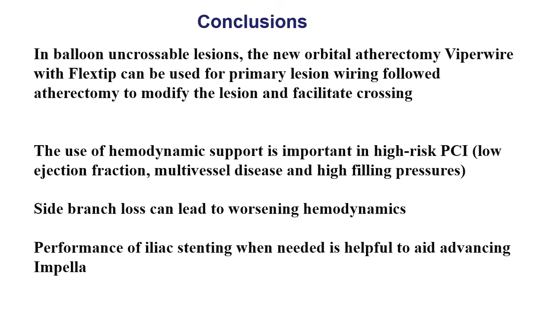Number two, using hemodynamic support is important in high-risk PCI, especially in patients with low EF, multivessel disease, and high filling pressures. Side branch loss can lead to worsening hemodynamics, and this has to be promptly identified so it can be treated by recrossing and ballooning of the side branch.